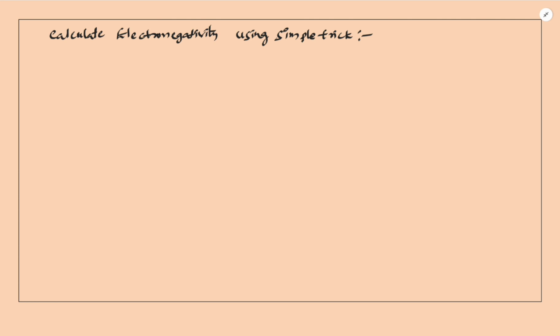Electronegativity series in the periodic table. Now, I write hydrogen. Okay, lithium, sodium. Now, beryllium, magnesium. Now, boron, carbon, nitrogen, oxygen, fluorine. Now aluminium, silicon, phosphorus, sulfur, chlorine.